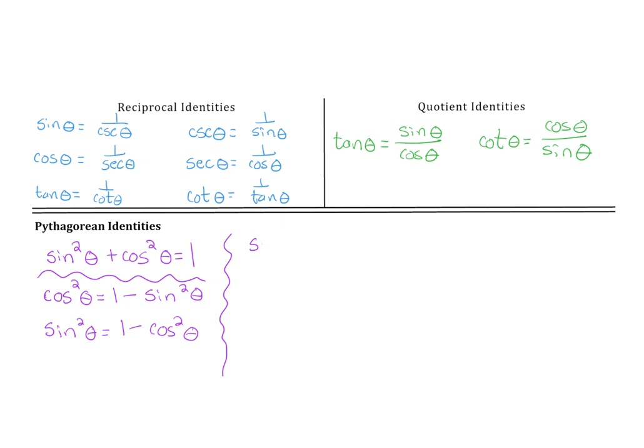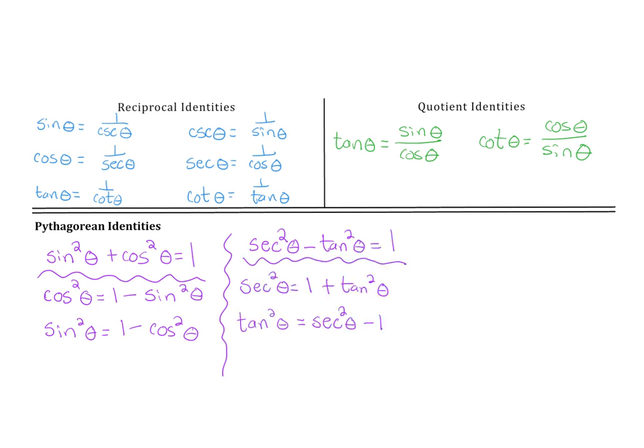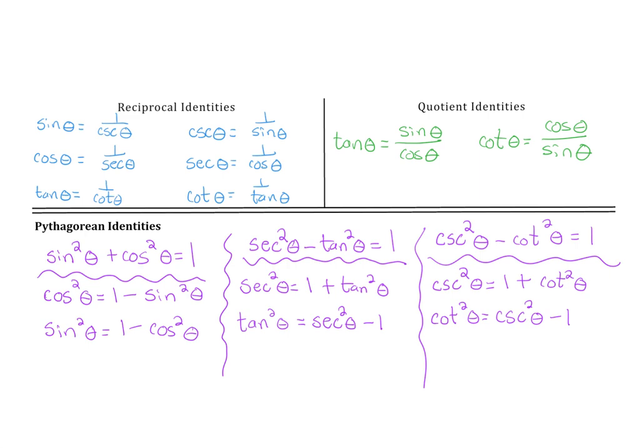Another one is secant squared minus tangent squared also equals 1. And you can rearrange that identity to get these other two. And there's one more. Cosecant squared minus cotangent squared also equals 1. And again, you can rearrange that identity two other ways. So we are now going to use these trig identities, and then we're going to verify these trig statements using these identities.